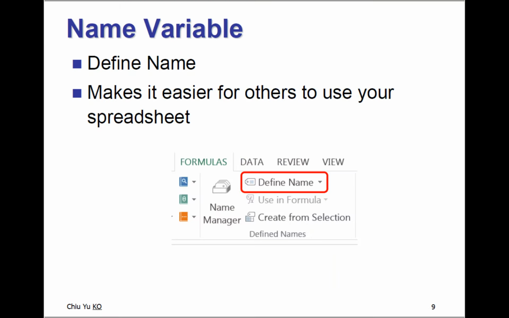So the next thing is name define. Besides relative address and absolute address, and sometimes absolute address is convenient if you have something you always use, but sometimes it's not very clear. So you really want to define the name for it. Okay, we'll show on the next slide how you define the name.